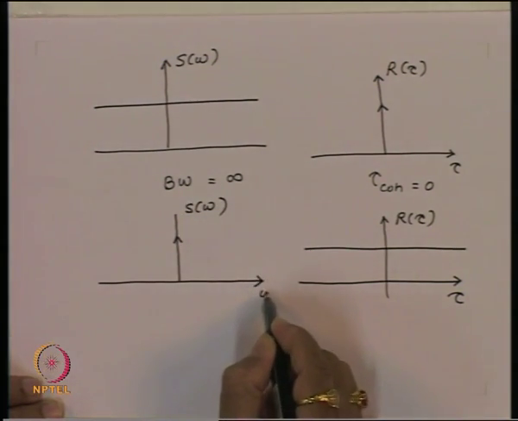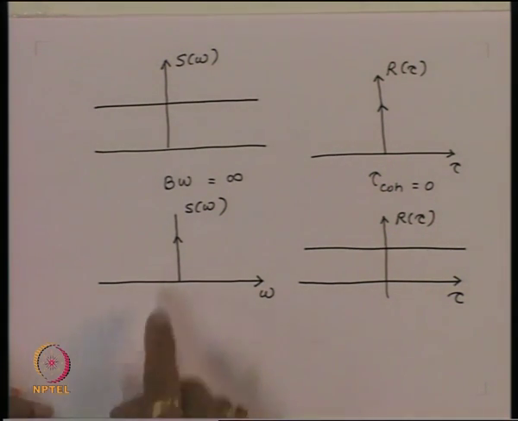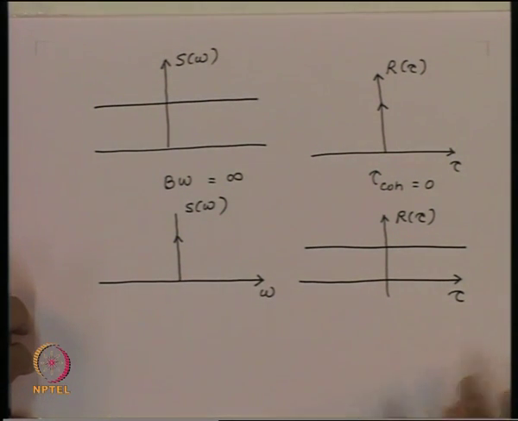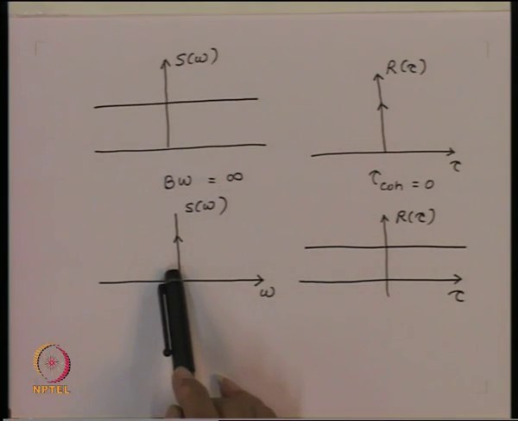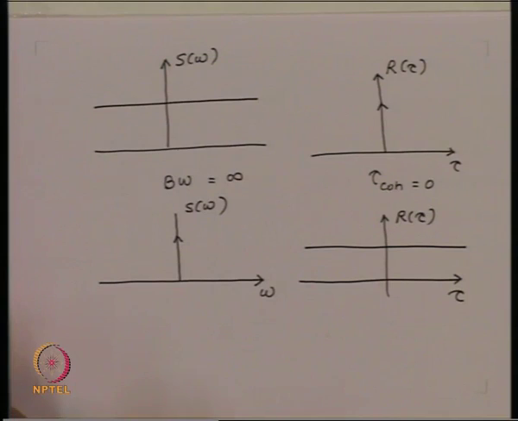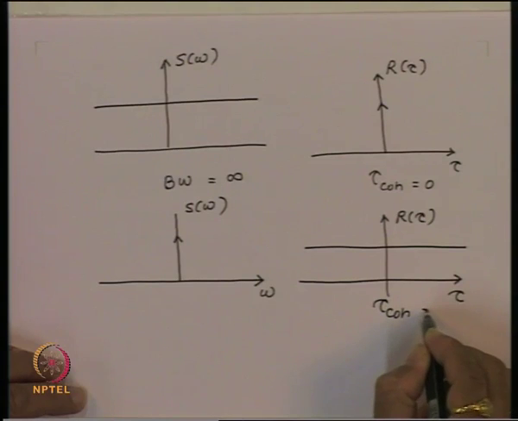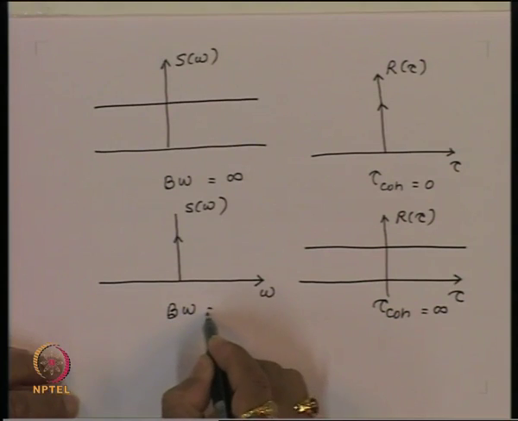So, this is omega. Now, a delta function frequency spectrum essentially represents a purely sinusoidal wave. So, what we find is, if we consider a sinusoidal wave, then its correlation is perfect, its correlation function is constant, and its coherence time is infinite. So, in this case, your tau coherence is infinite and your bandwidth is 0.